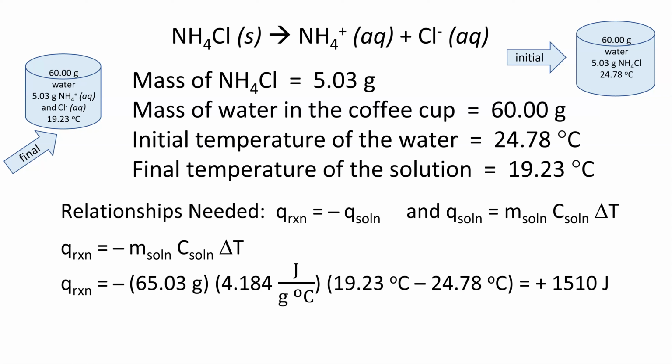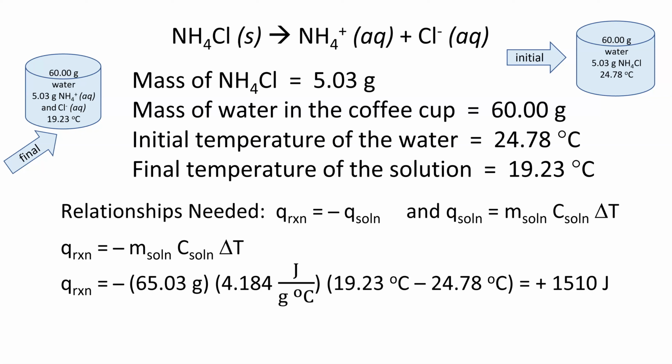The specific heat of our solution, we're going to assume, that was part of our original story, it's made mostly of water, so we'll use the specific heat capacity of water. That's a value we could look up, or it would be provided to us. It's 4.184 joules per gram per degree Celsius. And the temperature change of the solution is the final temperature minus the initial temperature.